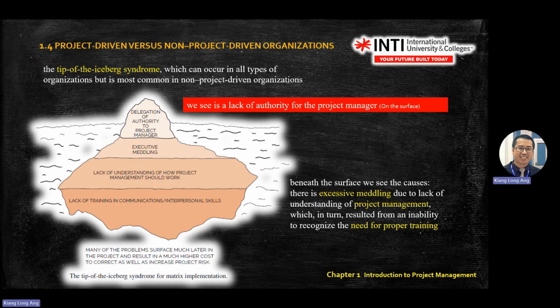Important is this diagram. So you just draw an iceberg, then you put in delegation of authority to project manager, executive meeting, lack of understanding, lack of training or communication problems here, interpersonal skill.